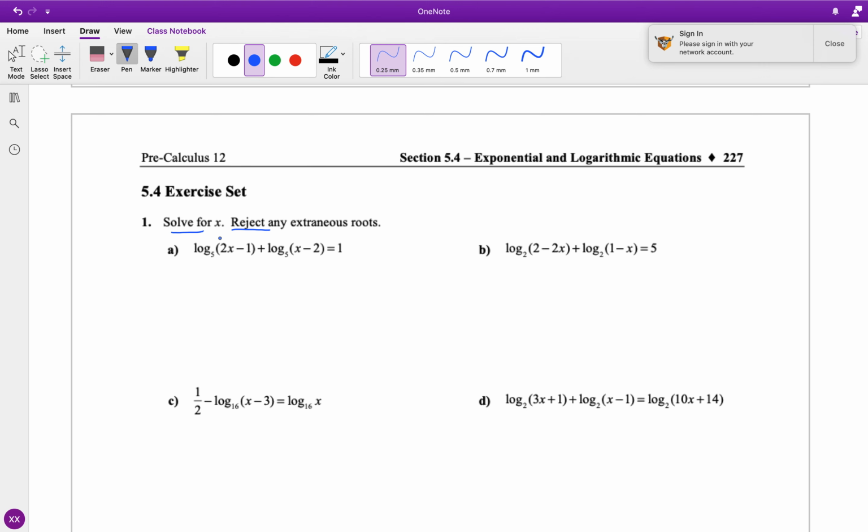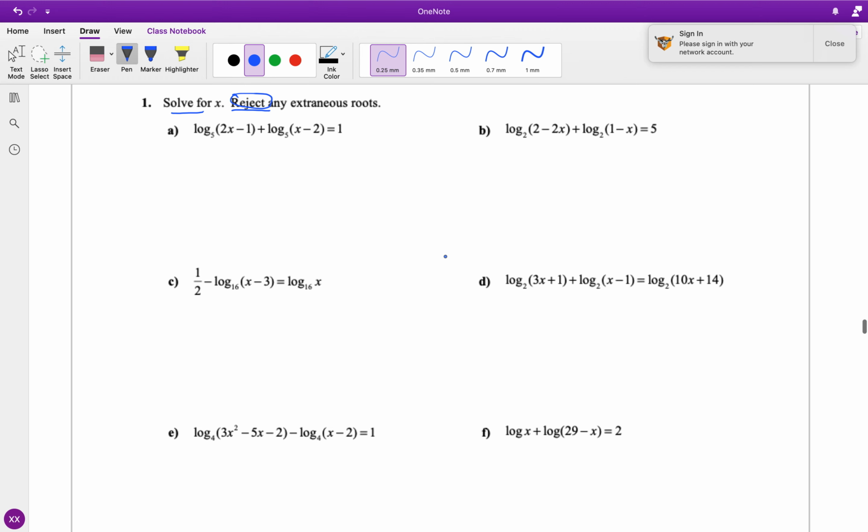Now here it says solve for x, and this reminds you to reject the roots, right? Excuse me. Some of the questions will not say solve for x. Then you have to develop this habit of check and reject. Now, I'd like to demonstrate this example.